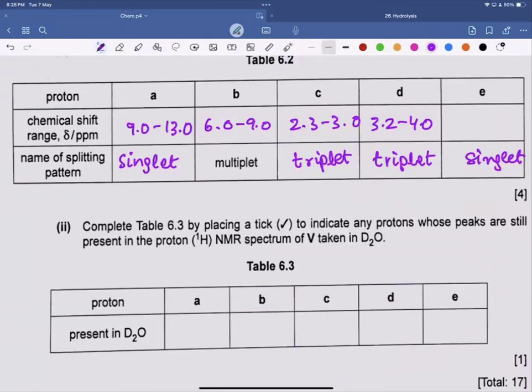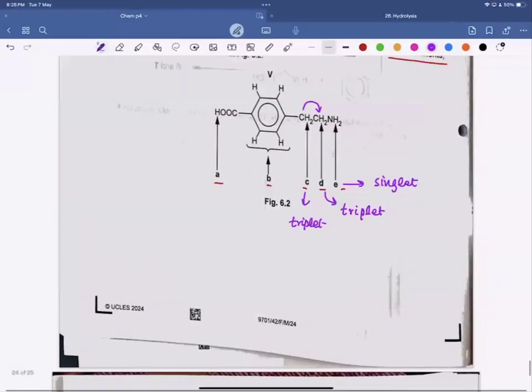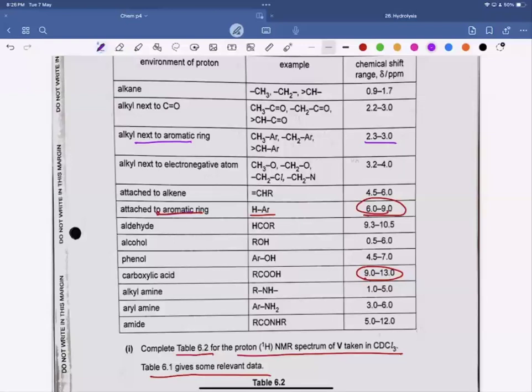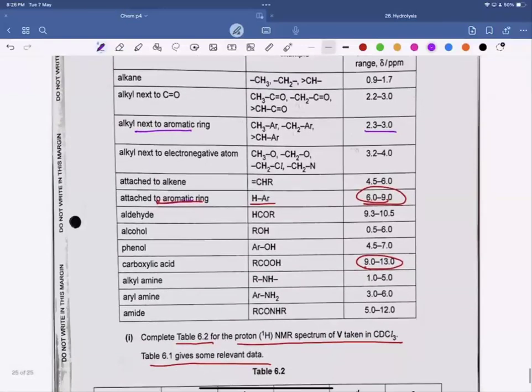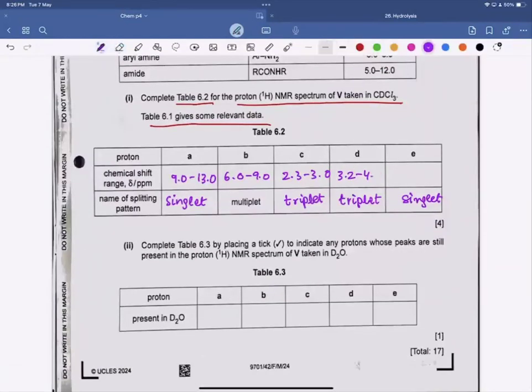If there is another atom bonded on the neighbor, then we cannot count its hydrogens. Neighbor hydrogens are only counted if the neighbor is a carbon and that carbon has hydrogens. Okay, E is a singlet, E is NH2, right? So for nitrogen, it's an amine, and for amine, it's 1 to 5. So the chemical shift value ranges from 1.0 to 5.0. Is this clear?